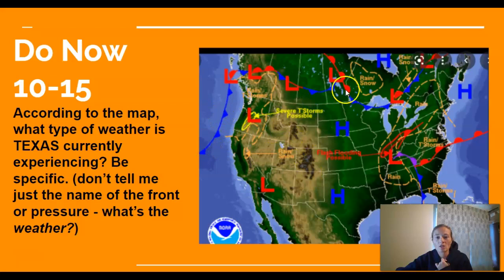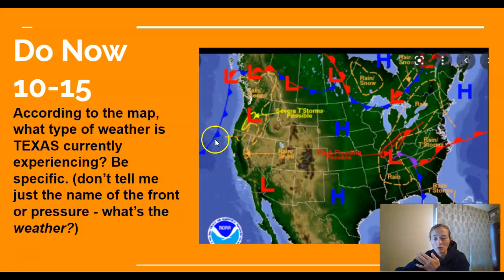What does a cold front cause? What does a warm front cause? What does low pressure cause? And what does high pressure cause? Okay, so the question for your do now is, according to the map, what type of weather is Texas currently experiencing? I said Texas because I don't know if everybody's geography is good, but hopefully you all know where Texas is. Texas is right here. There's a big fat H on top of Texas. So hopefully we know what symbol that is. Okay? If you don't, think in your mind, is it a front or is it a pressure?